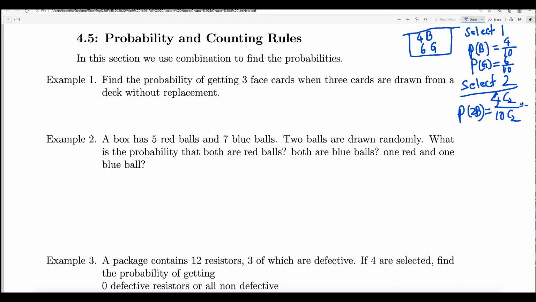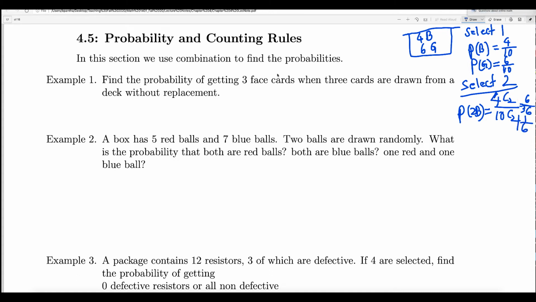So what do you get? This will be 4 factorial over 4 minus 2 factorial times 2 factorial. 4 times 3 is 12, so it will be 6 out of 10 factorial over 10 minus 2 factorial, which is 8 factorial. You can use a calculator to find this. I think it will be 36. So basically it will be 1 over 6 in total.